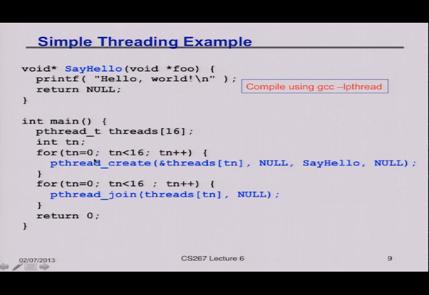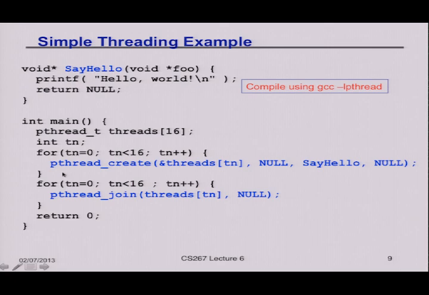And so now I have a loop from 0 to 15, and I create all 16 threads. The first one is called thread sub 0, the next one is called thread sub 1. What is each one going to do? It's going to call this function, hello world, and not pass any arguments. So now I've created all the threads.